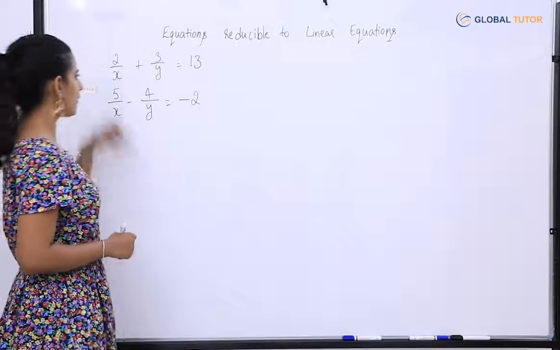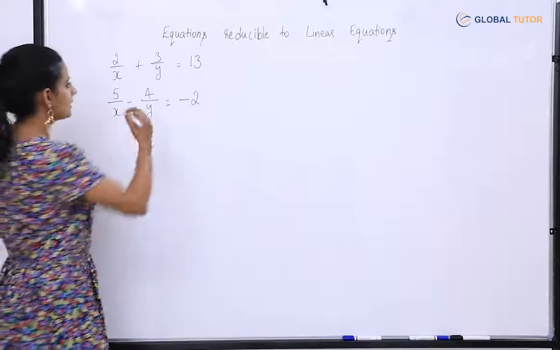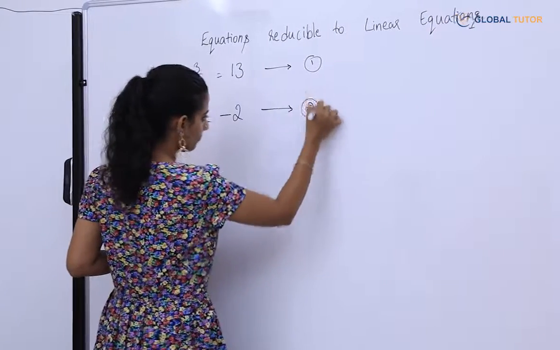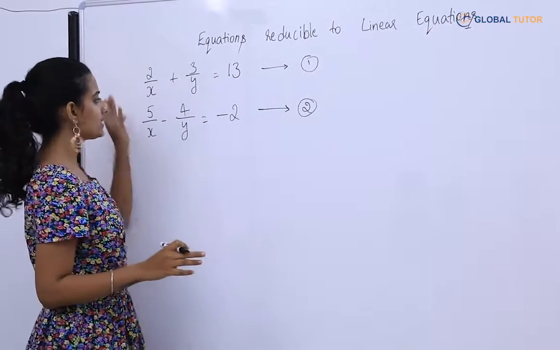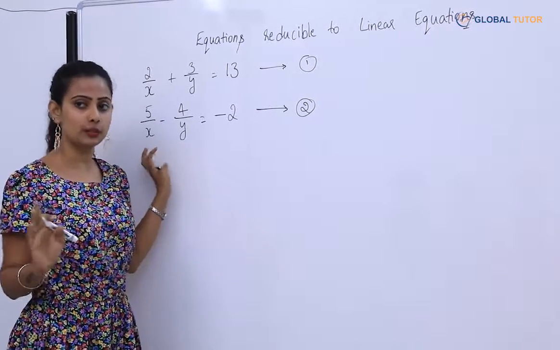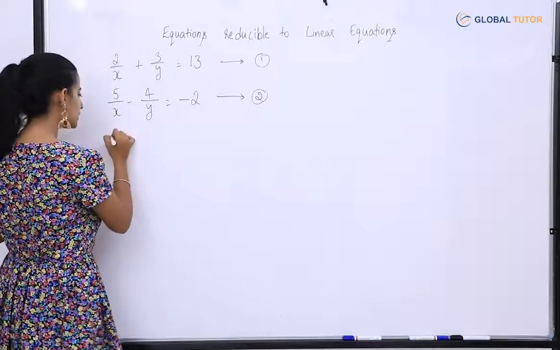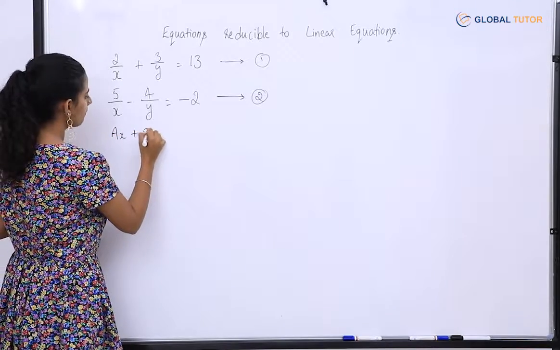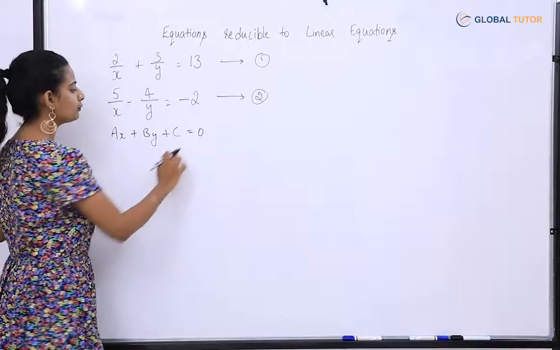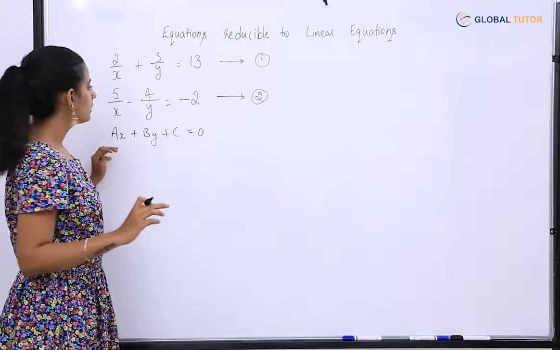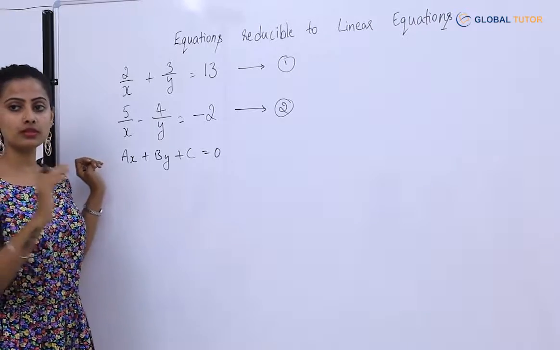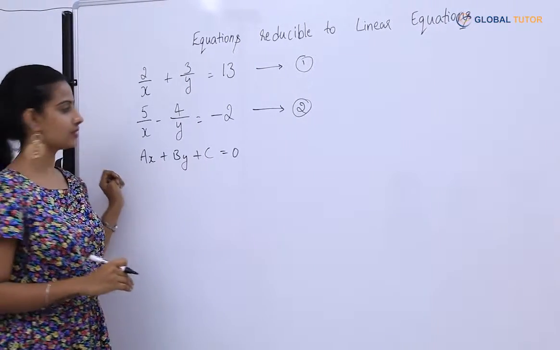If you see here, I have two equations. Let us call this equation number 1 and this equation number 2. Generally, if students see this equation, they will think that this is not a linear equation because it is not in the form of ax plus by plus c is equal to 0, right? This is the standard form of linear equation. Now, let us learn how to convert these two equations to a pair of linear equations.